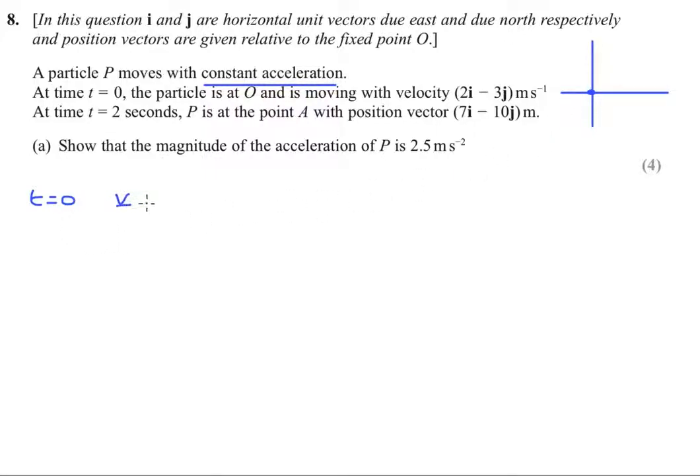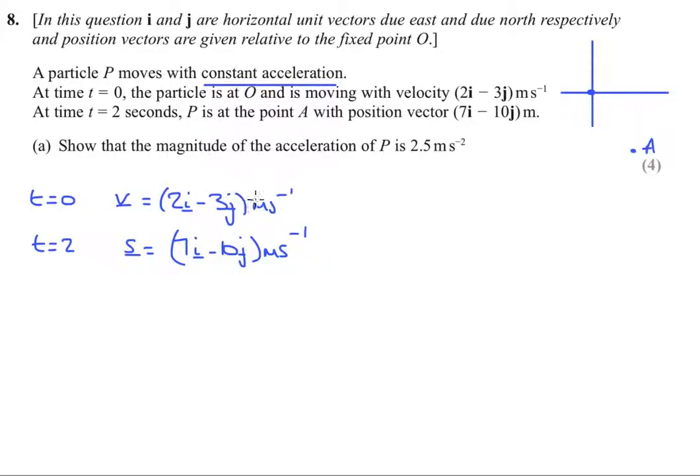The velocity vector is 2i minus 3j. And it says when t equals 2, it's at point A, wherever that is. Well, we know where that is. That's 7i minus 10j, so that's like here somewhere. So that's a position vector. That's an S or an R, depending on what letter you like to use. It wants us to work out the acceleration.